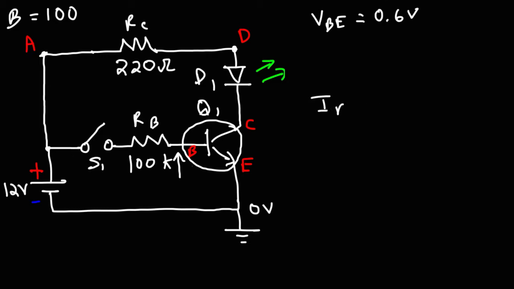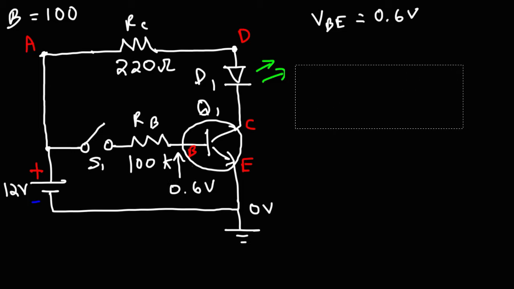As the base current increases, VBE increases slightly. So if the base current is very, very small, VBE is going to be close to 0.6 volts. If the base current is relatively large, let's say like 100 microamps or 1 milliamp, it really depends on the transistor, but if it's relatively large, VBE might be close to 0.7 volts. But for this problem, we're going to say that it's 0.6 volts to keep it simple. So that means the potential at point B is 0.6 volts.